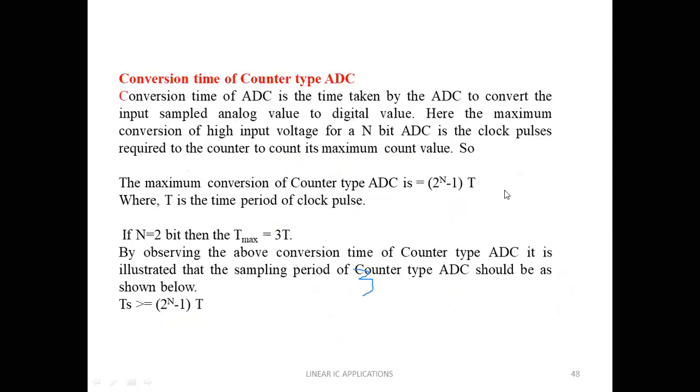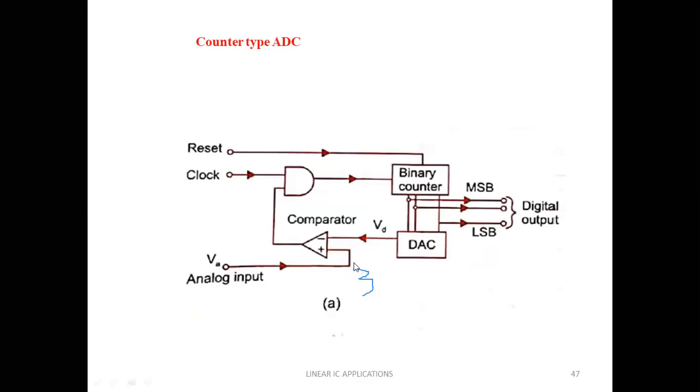Okay, so what is the conversion time of the counter type ADC? The conversion time of an ADC is the time taken by the complete ADC to convert the sampled analog value to a digital value. Here the maximum conversion time for a high input voltage for an n-bit ADC is the clock pulses required to count its maximum count value. So here maximum 2 power 3 minus 1, that is 8 minus 1, 7, may be the conversion time. Whereas in the previous one only 1 clock pulse is required, but in this case it is very slow.